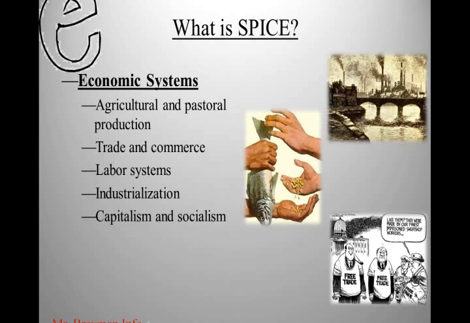Finally, economic systems, right? How do people organize stuff, whether it's producing farm crops or animals, how are those things traded? Labor systems, right? Are people paid to work, or are they forced to work, or are they enslaved? Later on in this course, we'll look at industrialization, right? Beginning to use machines to make stuff instead of just human hands. And then, capitalism and socialism, which are philosophies, but then they're also ways of organizing an economy.